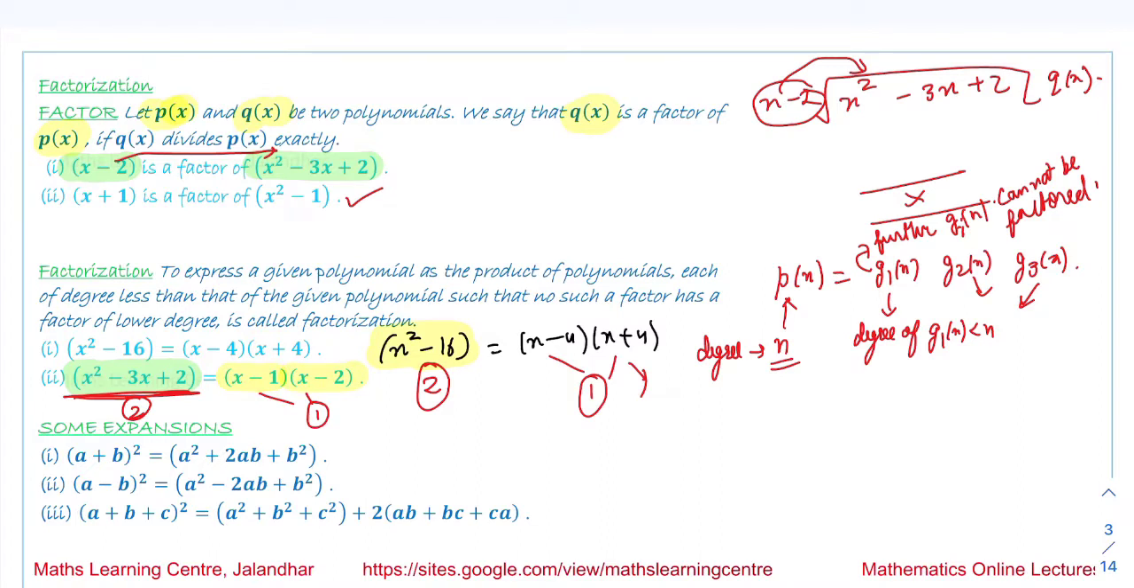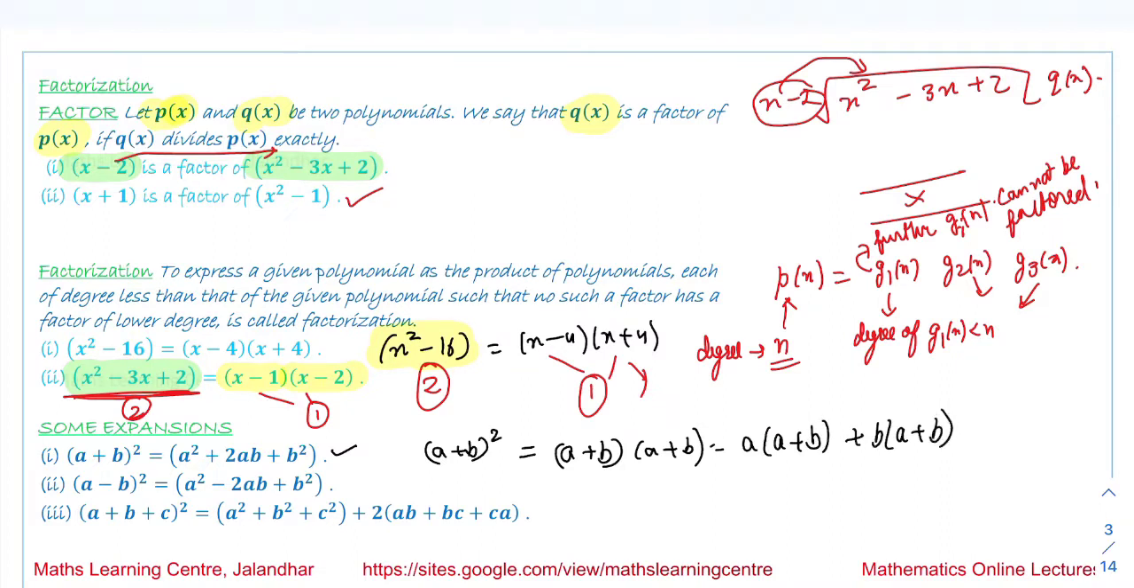Some expansions are given to us that we have to keep in mind and memorize. First is a plus b whole square. That is equal to a plus b into a plus b. When you multiply these terms, you get a into a plus b into a plus b, which is a square plus ab plus ba plus b square. So it is a square plus 2ab plus b square.